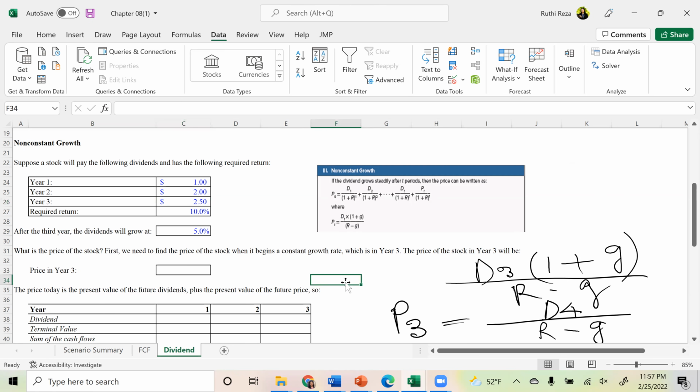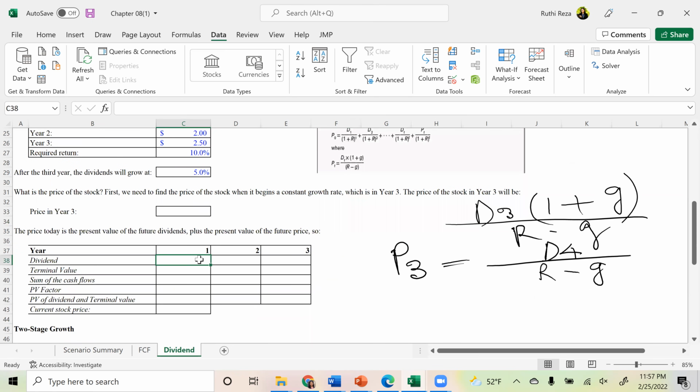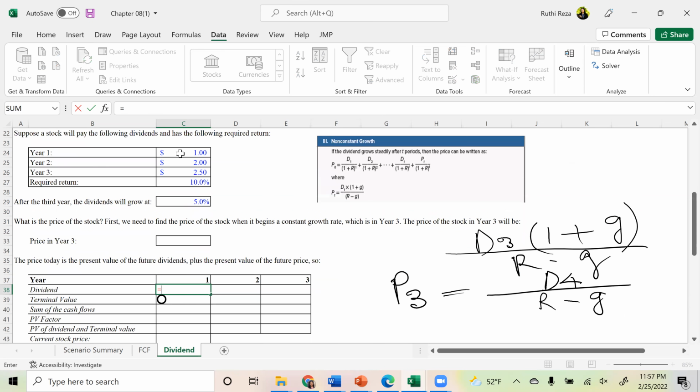Okay, so let us now plug in all the numbers. So we know our dividend 1 year from now, we know our dividend 2 years from now, we know our dividend 3 years from now. At the same time, now we're going to calculate the terminal value, that means price in year number 3. So we're going to grow dividend in year number 3 by the constant dividend growth rate of 5%.